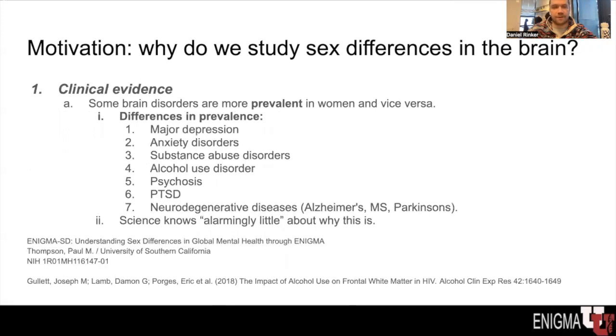Speaking on the clinical evidence, a number of disorders and diseases are known to be different in prevalence in the sexes. This includes major depression, anxiety, substance abuse disorders, psychosis, PTSD, and neurodegenerative diseases such as Alzheimer's, MS, or Parkinson's. So it really runs the whole gamut. Science knows alarmingly little as to why this is, and it's been understudied for many years.